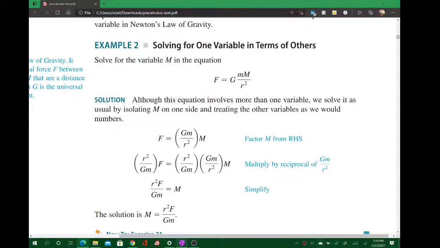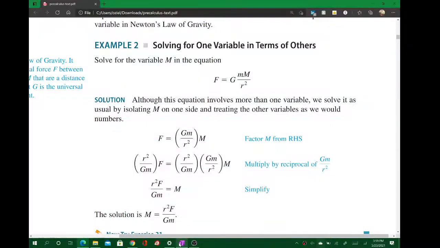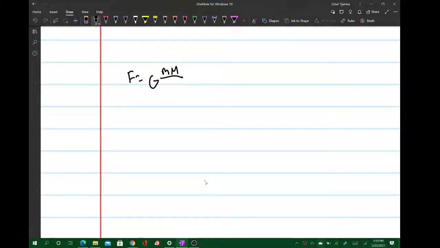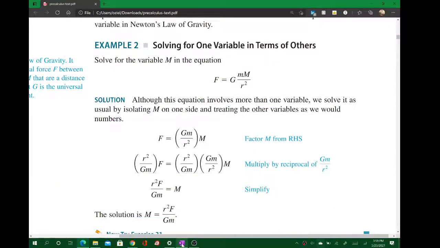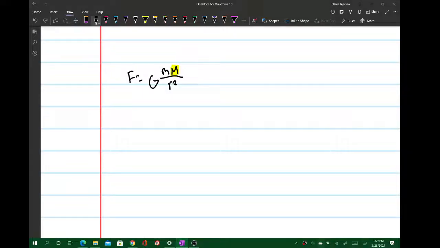So looking at this one, we have F equals G, little m and big M over r squared, right? And we want to solve for this big M here. For this one, we want to solve for that. So to do that, we're going to divide by G on both sides.